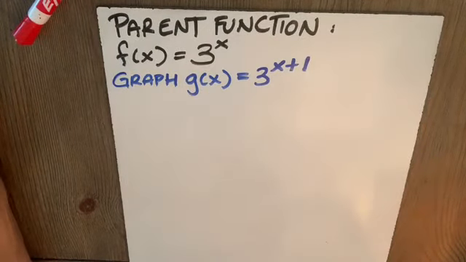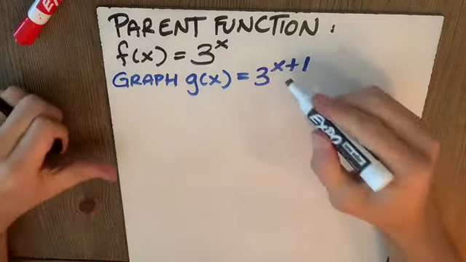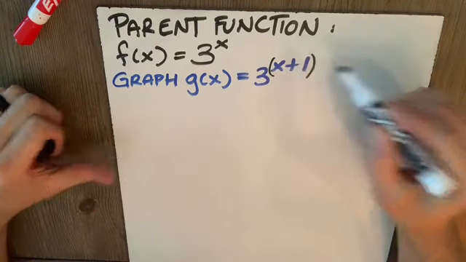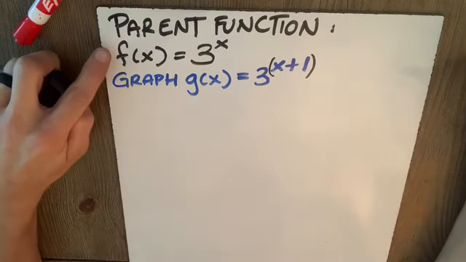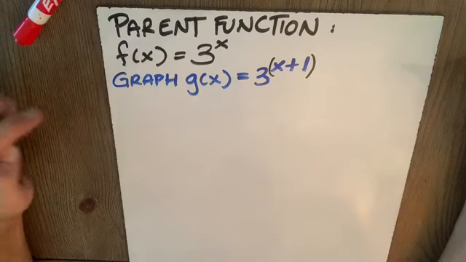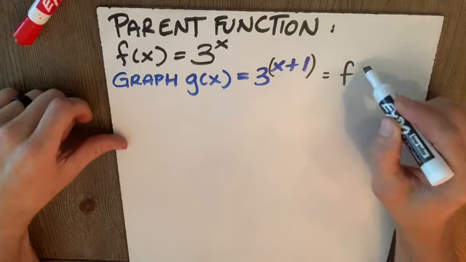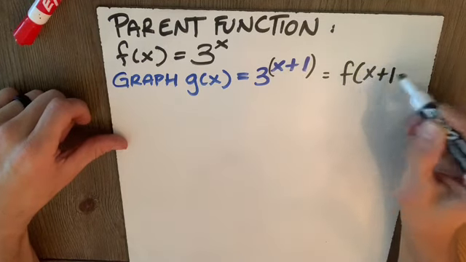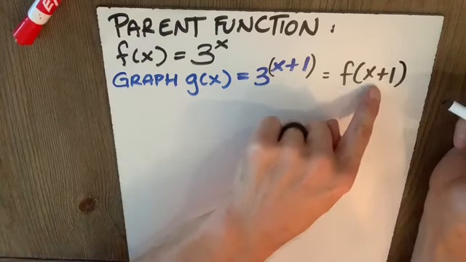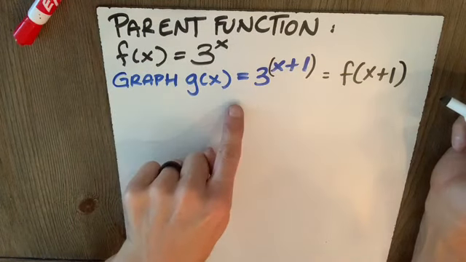If I ask you to graph g of x equals 3 to the x plus 1. Now, this is the exponent. I can put it in parentheses if I want to. The parent function, note, is 3 to the x. So if I'm asking for g of x equals 3 to the x plus 1, this is the equivalent of f of x plus 1. Wherever I saw x, I now put x plus 1, and it gives me this function.